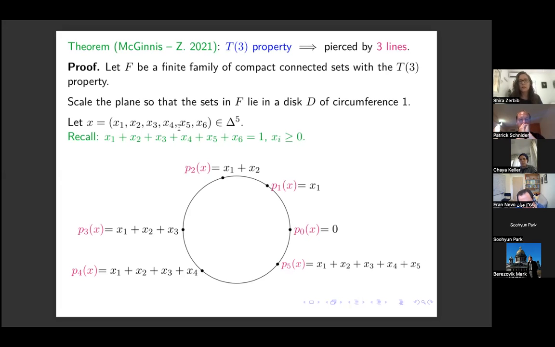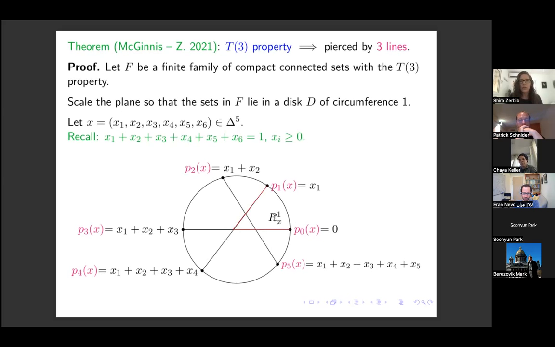And since X is in delta, then the arc length between P5 and P0 must be X6 because the circumference here is 1. Okay, now X corresponds to 3 lines as follows. So I connect P0 and P3 by a line, I connect P1 and P4 by a line, and I connect P2 and P5 by a line. And finally, let us distinguish 6 regions in this disk corresponding to X.